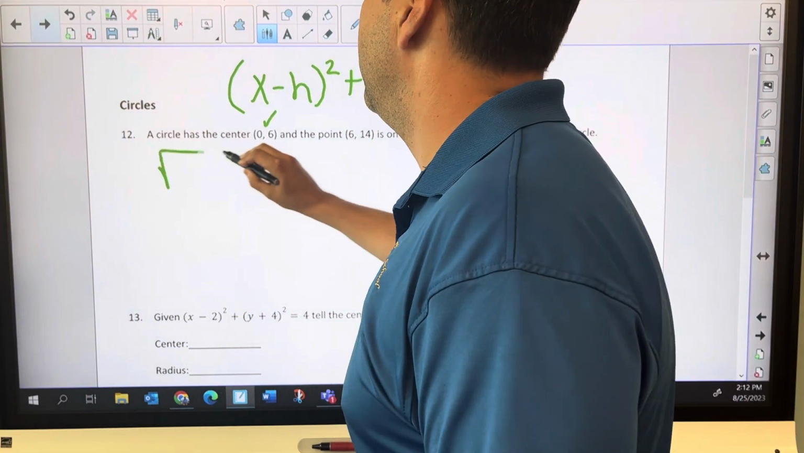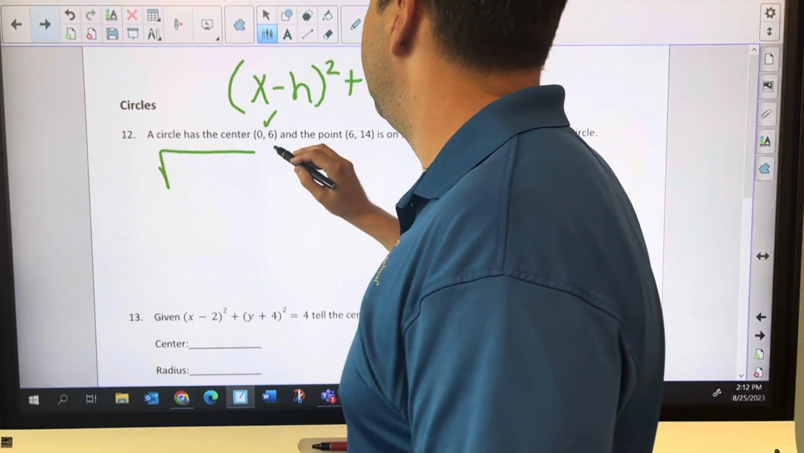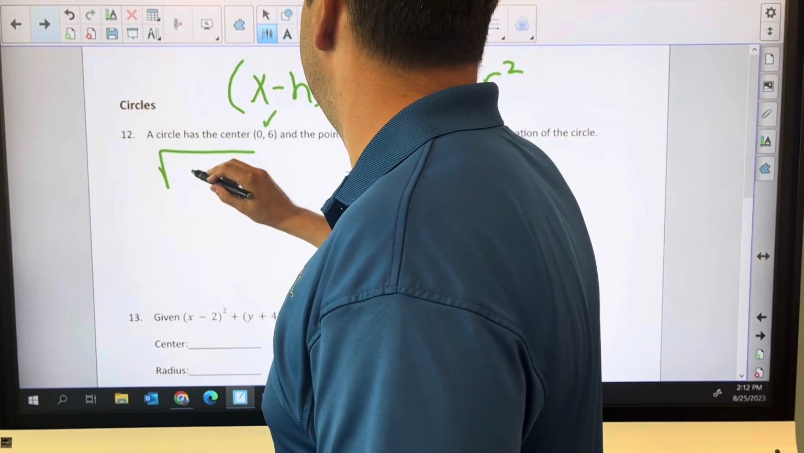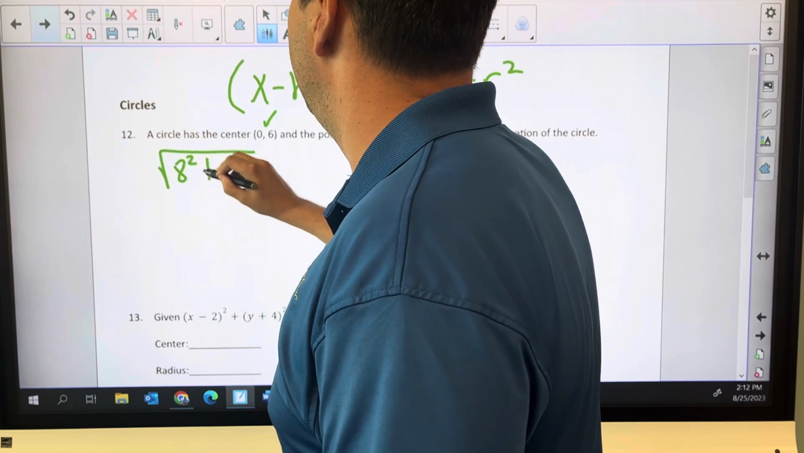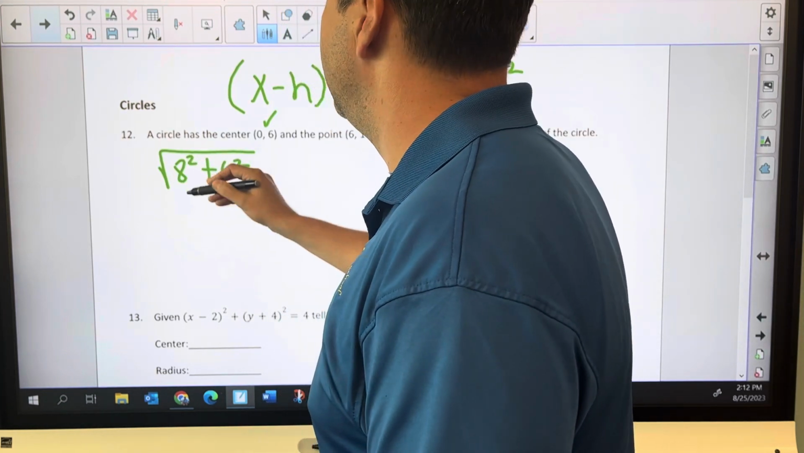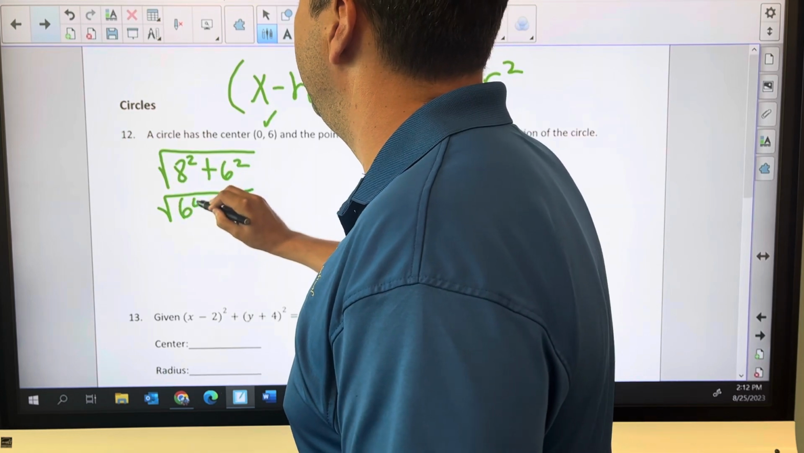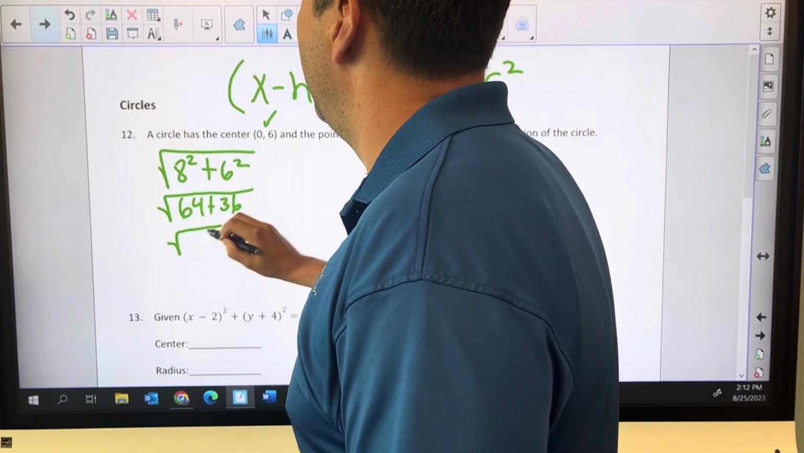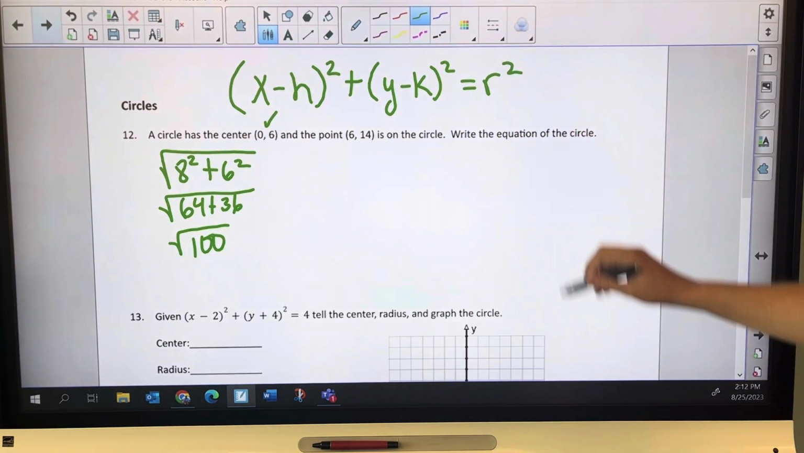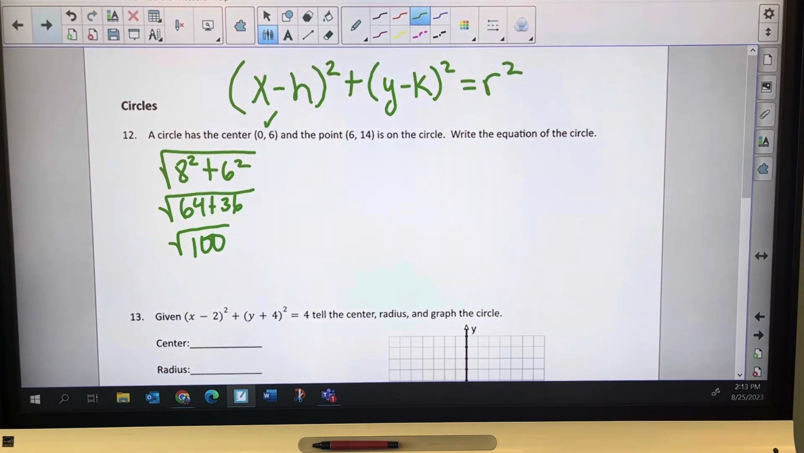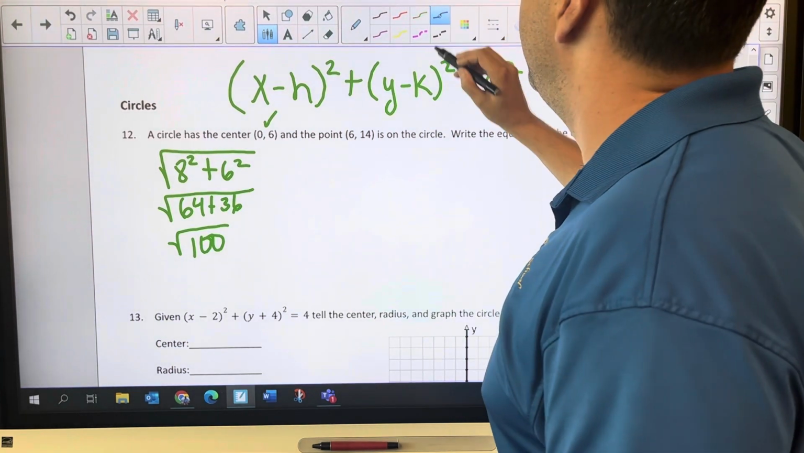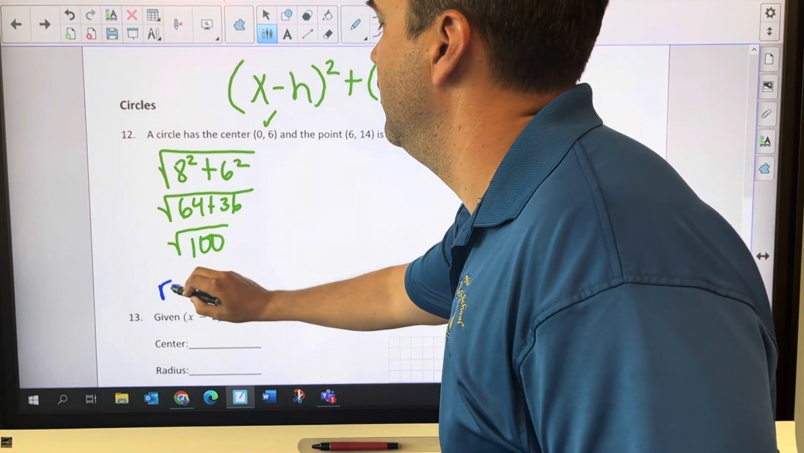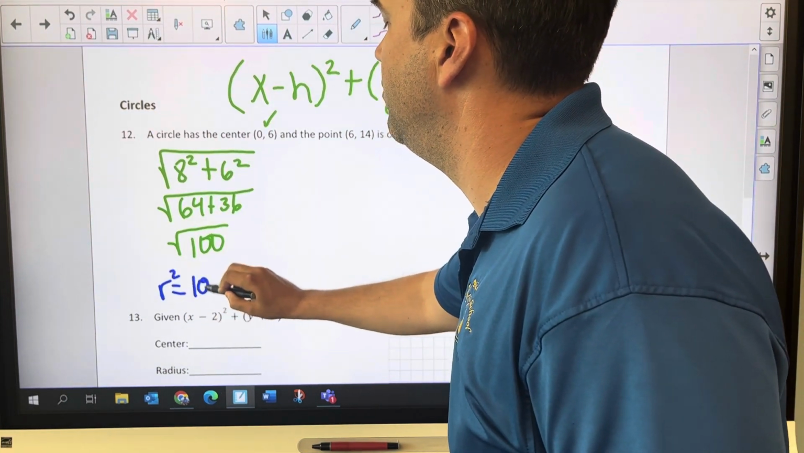And we're going to do square root of, and the distance here, 6 to 14 is 8 squared plus 6 squared. All these numbers are beautiful. We've got 64 plus 36, square root of 100. Now the trick here is since I'm using r squared, I don't actually ask what the radius is. I don't care what the radius is in this problem. I don't need to take square root of 100 because I just need to square it for that answer. So that r squared is going to end up being 100.